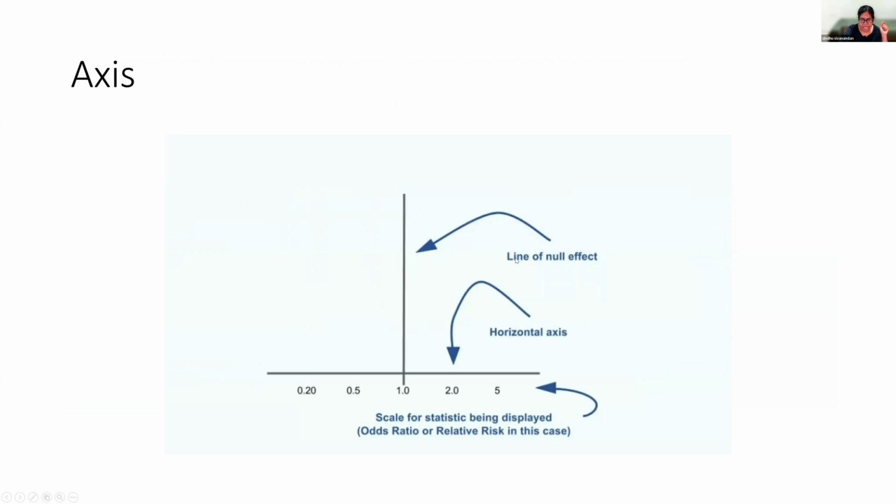So here you have the line of null effect. If it is a risk ratio or an odds ratio, this line will be 1. If you have a numerical variable and you are representing it as a mean difference, then this number will be 0. So for a mean difference of a numerical variable, it will be 0, whereas for a risk ratio, it will be 1. So this is the line of null effect, and you have the horizontal axis.